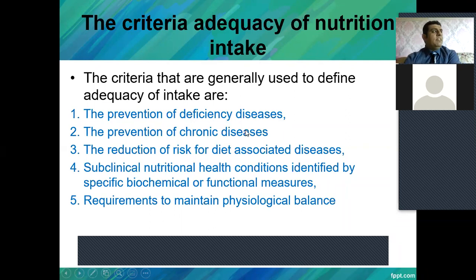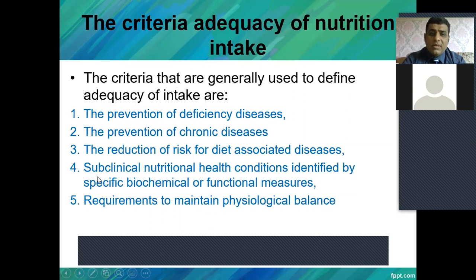So when we talk about nutritional adequacy, nutrition intake adequacy, then we definitely talk about decreasing drug use, decreasing the chronic diseases and other diseases, and reducing the risk of diet associated diseases. Some of the diseases are directly associated with the diet and lifestyle modification. So that also we can decrease with the help of nutrition adequacy.